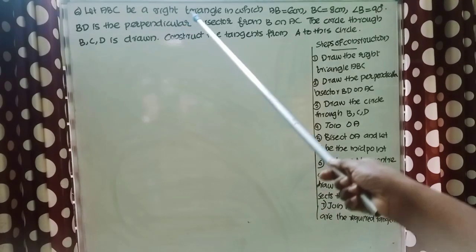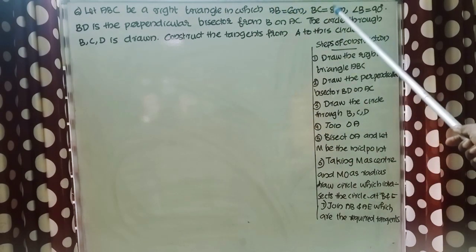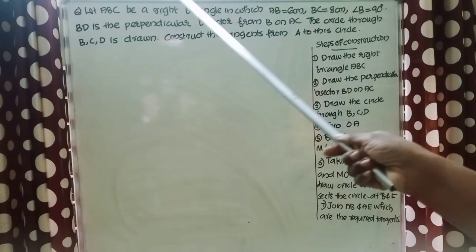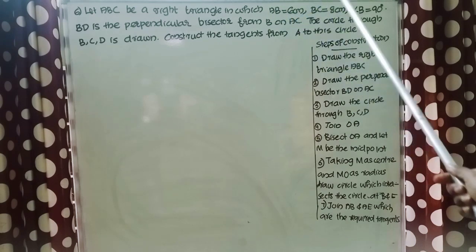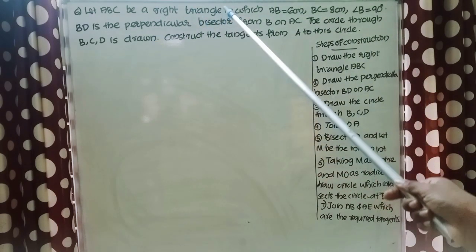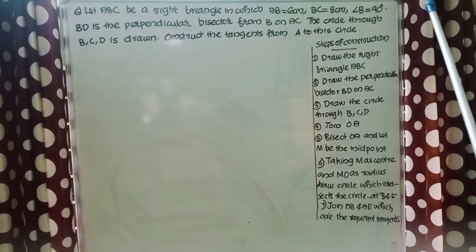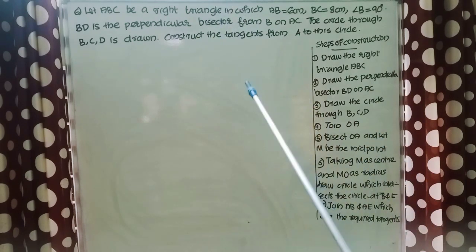Let ABC be a right triangle in which AB equal to 6 cm, BC equal to 8 cm, angle B equal to 90 degree. BD is the perpendicular from B on AC. The circle through B, C, D is drawn. Construct the tangents from A to this circle. So here is given the steps of construction. Let us construct the tangents.